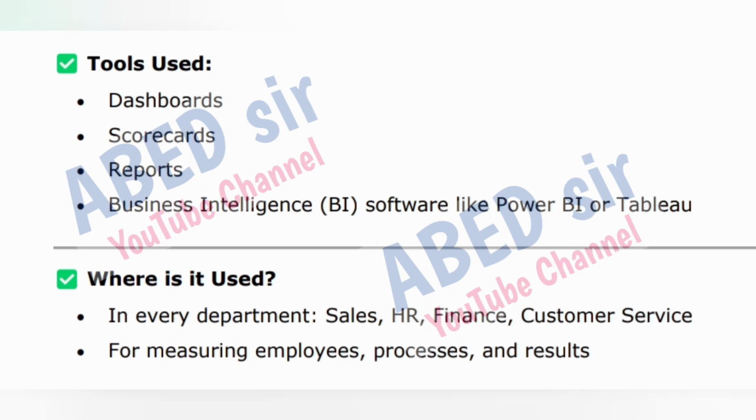Tools used. Dashboards. Scorecards. Reports. Business intelligence by software like Power BI or Tableau. Where is it used? In every department: sales, HR, finance, customer service. For measuring employees, processes, and results.